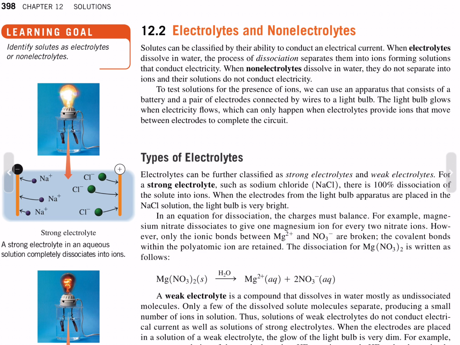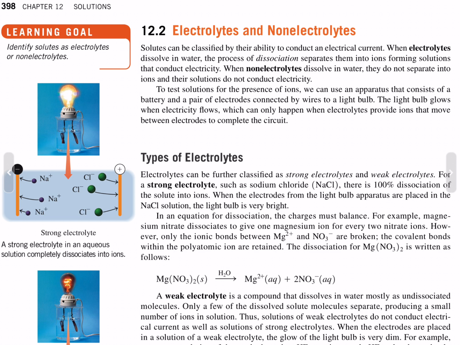Electrolytes can be further classified as strong electrolytes and weak electrolytes. For a strong electrolyte such as sodium chloride, there is 100% dissociation of solutes into ions. When the electrodes from the light bulb apparatus are placed in the sodium chloride solution, the light bulb is very bright. In an equation for dissociation, the charges must balance.